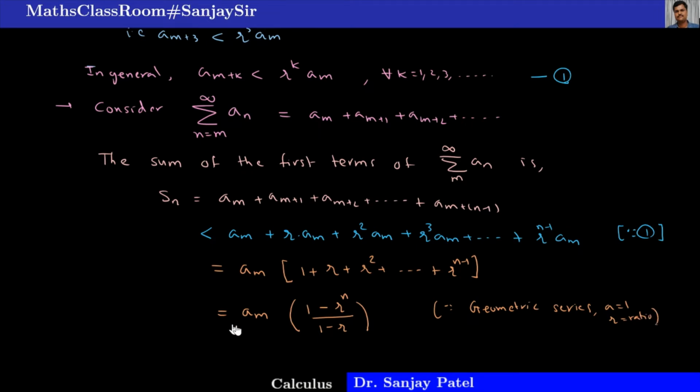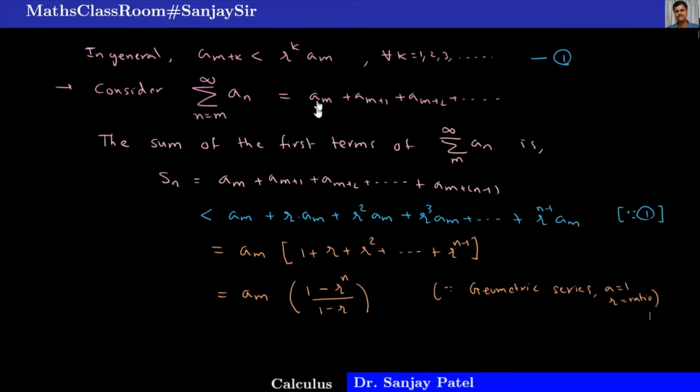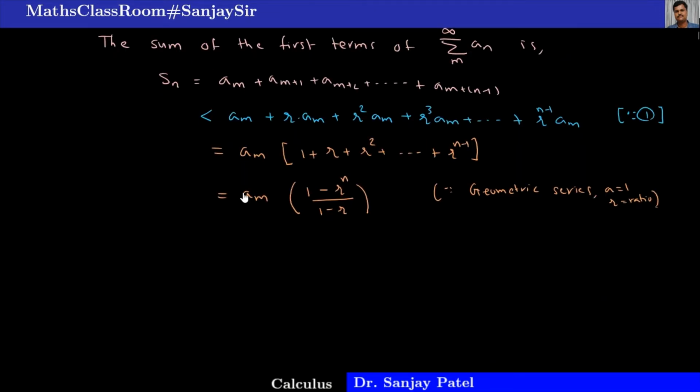Okay, so what I can now write here is this. You just observe that we have started with S_n and we have proved that S_n is strictly less than this number. So let me reiterate that. So thus S_n is less than a_m into 1 minus r raised to n upon 1 minus r.